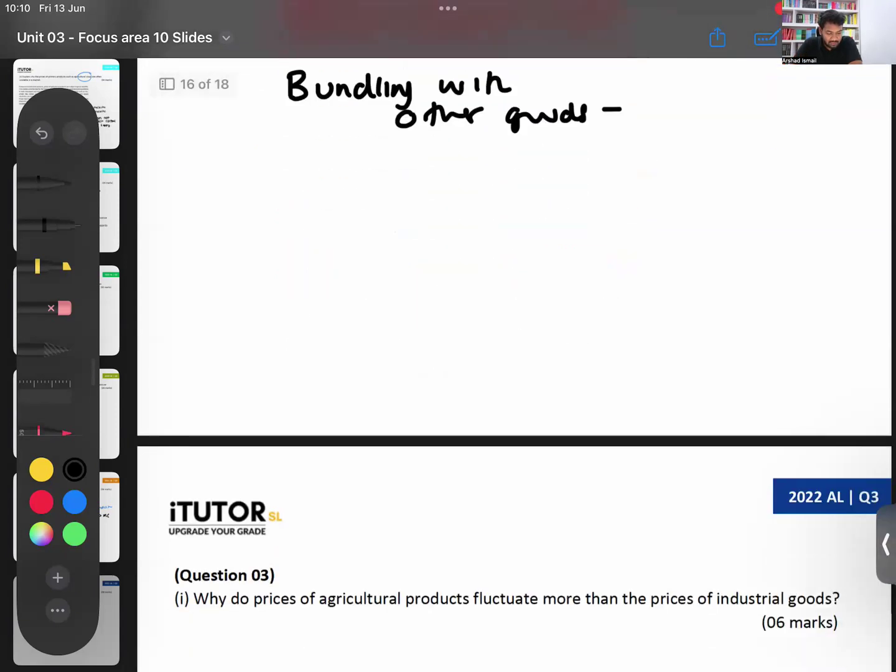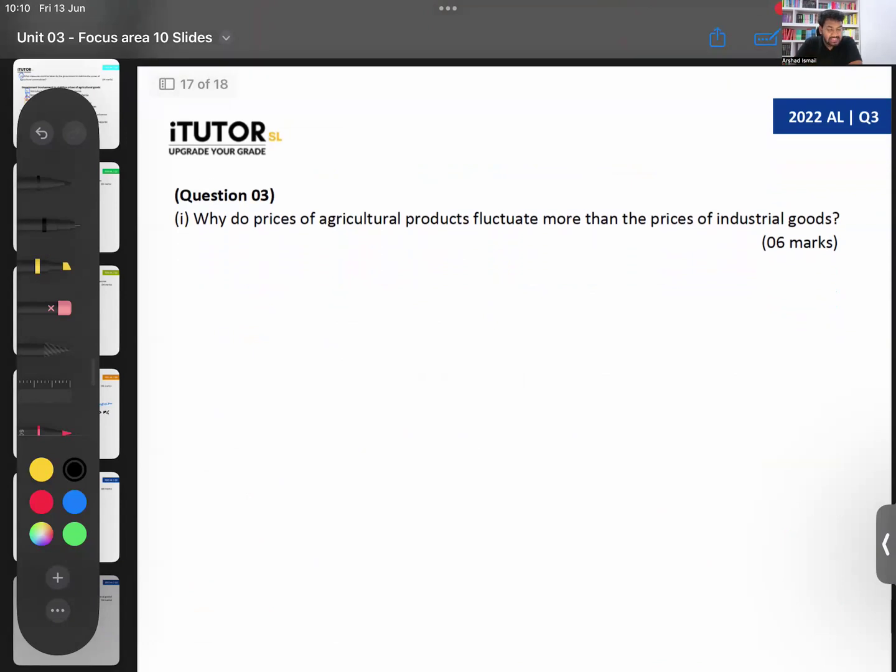Then the next one. Same thing again. Why do prices of agricultural products fluctuate more than the prices of industrial products? Same thing that we learned before. So you have to now explain. Now this is a 6 mark question, so you go a little bit more in detail.